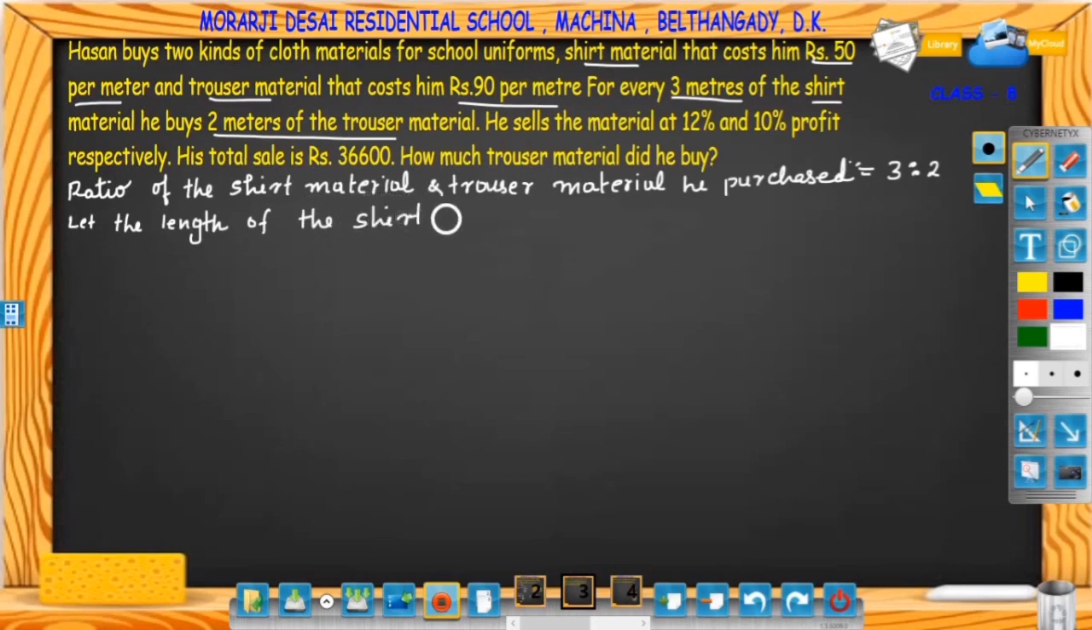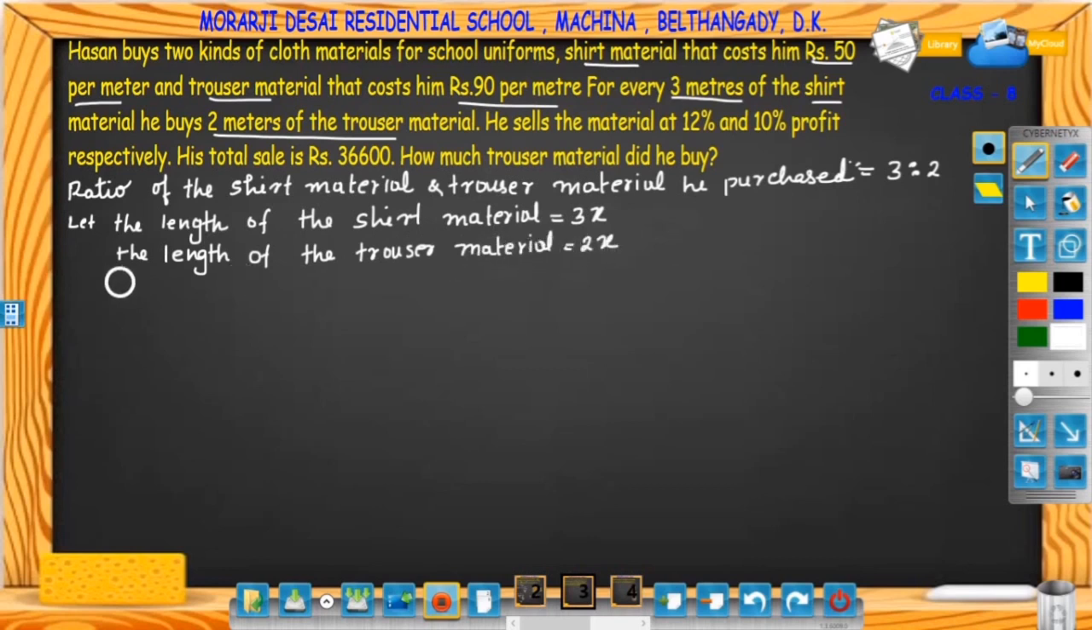Now we know the ratio of shirt material and trouser material, that is 3:2. So length of the shirt material he purchased is equal to 3x and length of the trouser material he purchased is equal to 2x. Because the ratio is 3:2, we have to take 3x and 2x. 3x is shirt material, 2x is the trouser material.